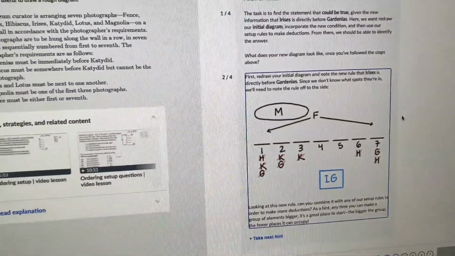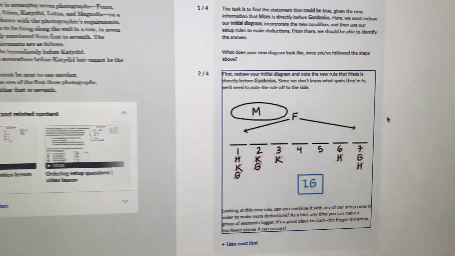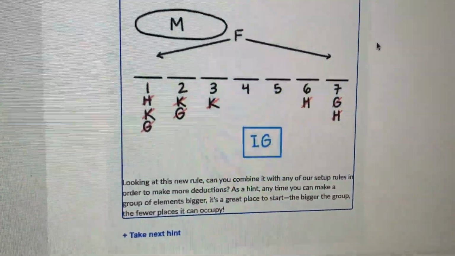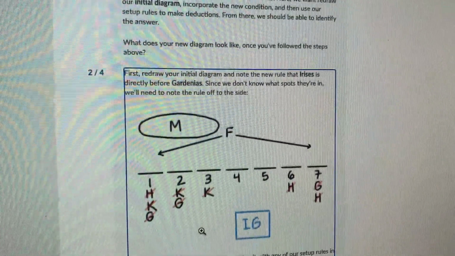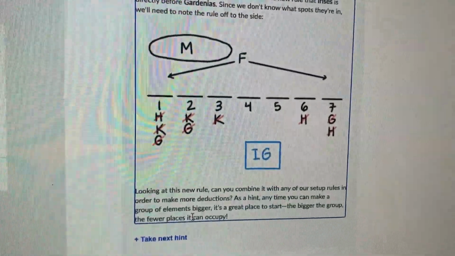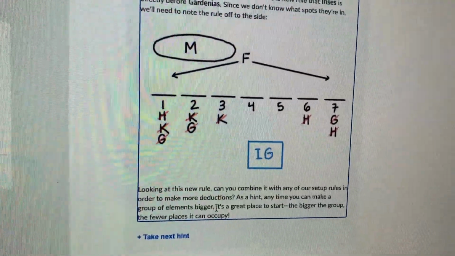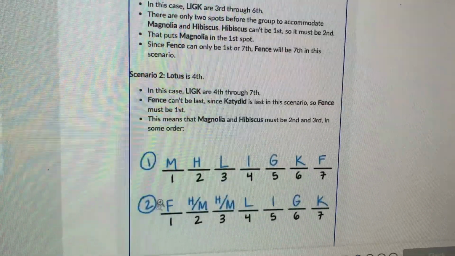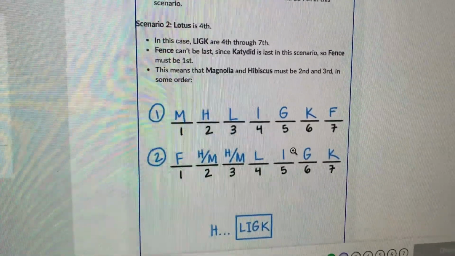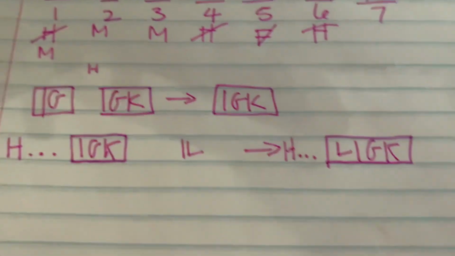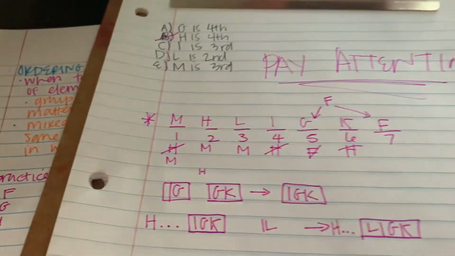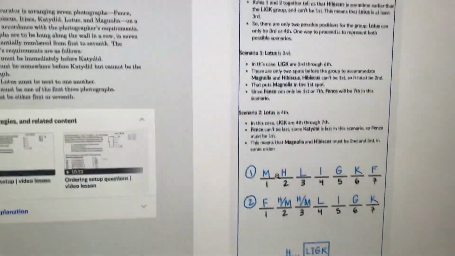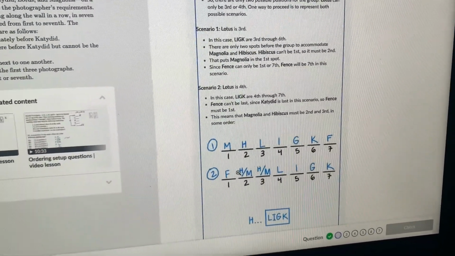But hey, this is just a prime example. I'm showing y'all real life. Pay attention. Looking at this new rule, you can combine it with any of our setup rules. And as a hint, anytime you can make a group of elements bigger, it's a great place to start, the bigger the group. L-I-G-K. So I did have that right. I just messed up on the rule with the F. I'm so bummed about that.